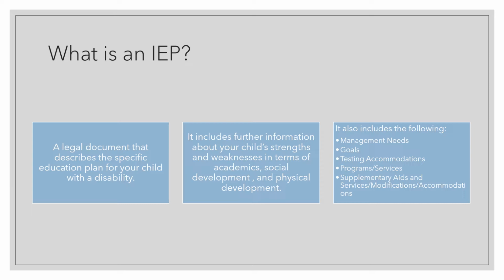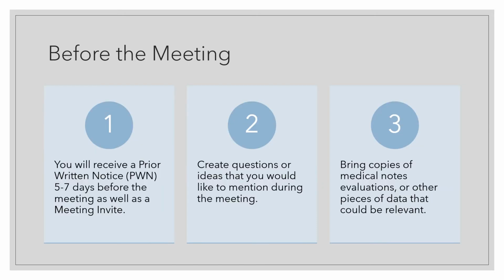An IEP is a legal document that describes the special education plan for your child with a disability. It includes in-depth and data-based information about your child's strengths and challenges. The IEP should also be clear about the school's plan for addressing your child's needs. It covers topics like academic goals, testing accommodations, therapy, transportation services, and much more. Of course, not every service is relevant to your child. The IEP is individualized to your child's unique learning needs.